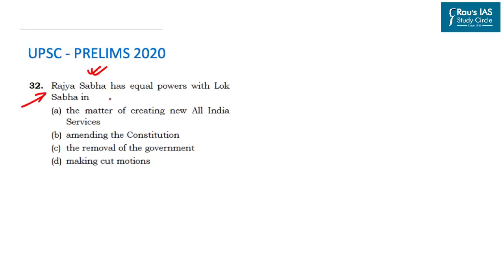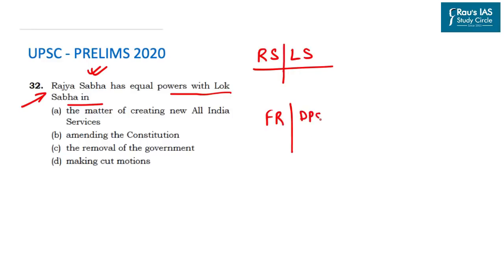The question is, Rajya Sabha has equal powers with Lok Sabha in the following matters. So, a question based on comparison has been asked by UPSC, that is, between Rajya Sabha and Lok Sabha. And this question is almost in the same lines with respect to comparison between fundamental rights and directive principles of state policy. So, the question is that Rajya Sabha has equal powers with that of Lok Sabha in A. The matters of creating new All India services.